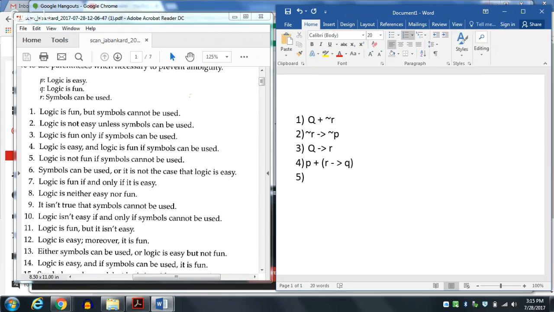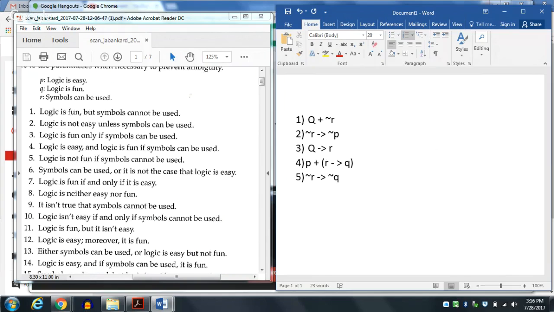Number five, logic is not fun if symbols cannot be used. This is not an only if. The if in the middle like this means what comes after the if is the antecedent, and what comes before the if is the consequent. So if symbols cannot be used, which is not R, then logic is not fun.